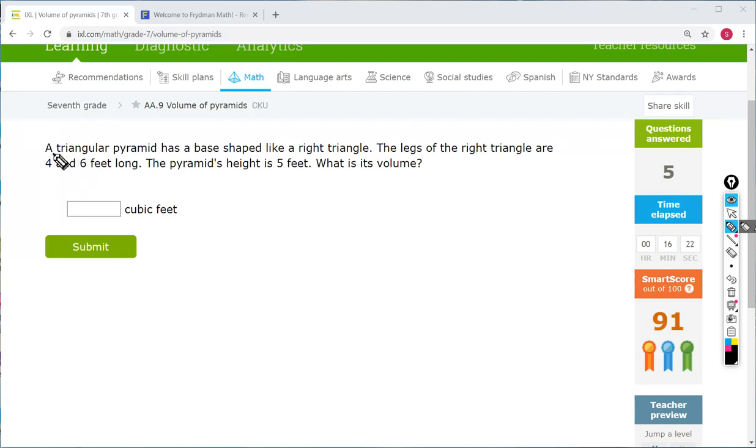What you will need to do when you get to these word problems is actually read it and pay attention in particular to whether it tells you it's a triangular pyramid or a rectangular pyramid. If it's a triangular pyramid, then remember you're going to have to divide by 2 when you calculate the area of the base. If it is a rectangular pyramid, meaning the base is a rectangle, then you will not have to divide by 2 when you calculate the area of the base.